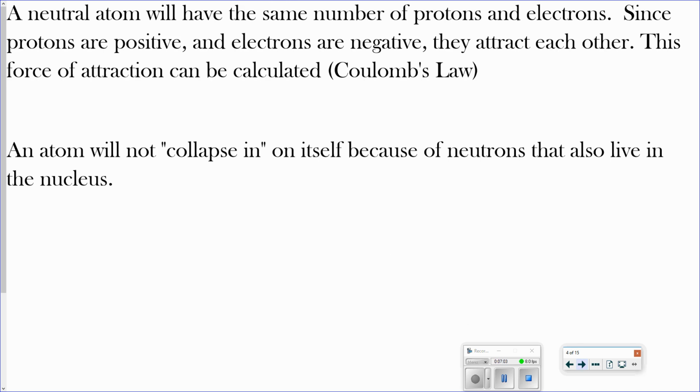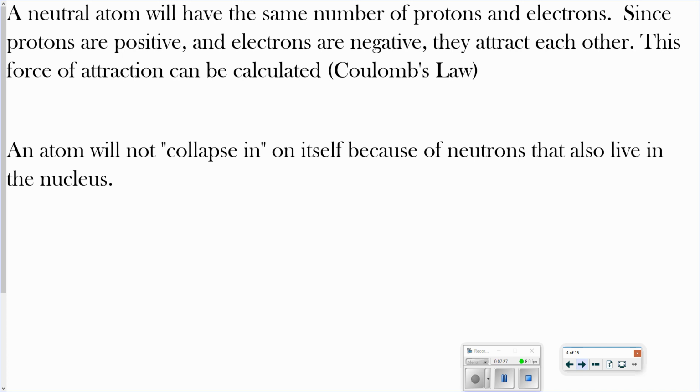All right. As I already said, a neutral atom will have the same number of protons as electrons. Since protons are positive and electrons have a negative charge, they attract each other. Positives attract negatives, or negatives attract positives. And that force of attraction can be measured with Coulomb's law.